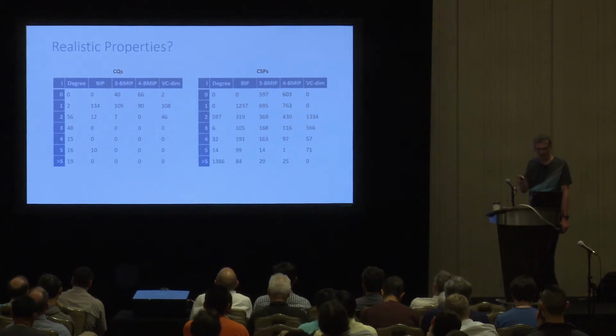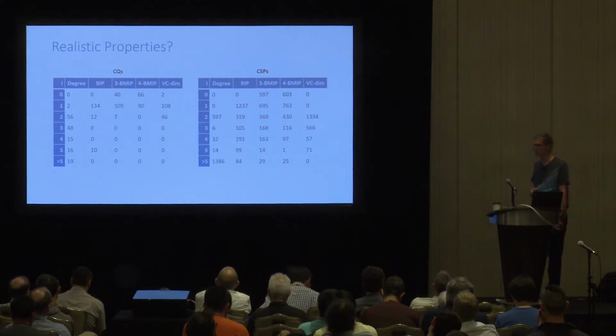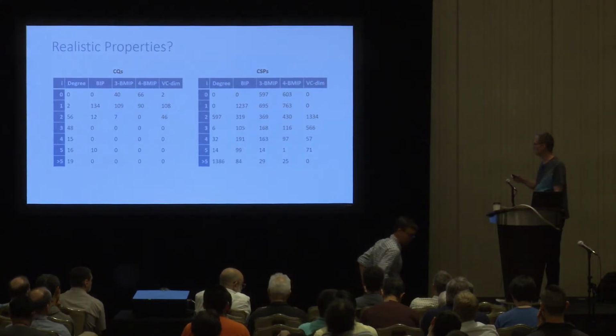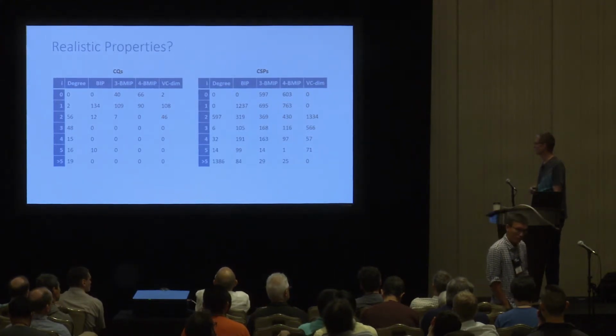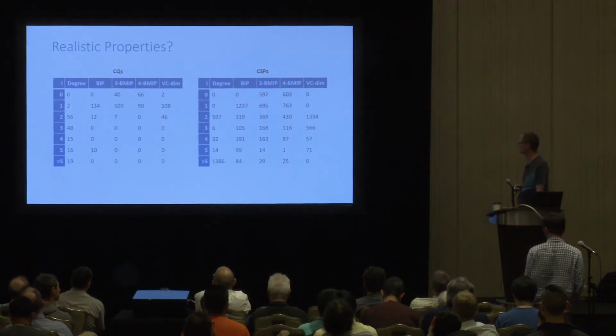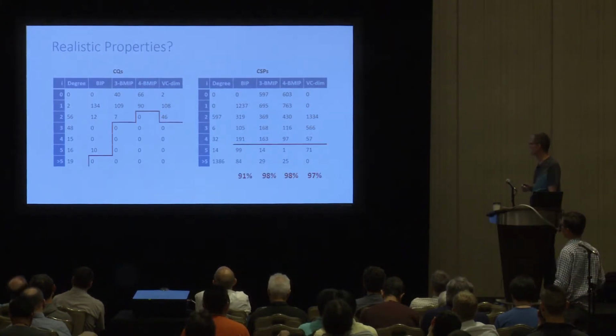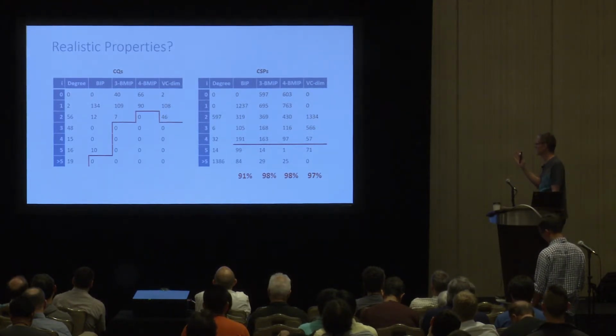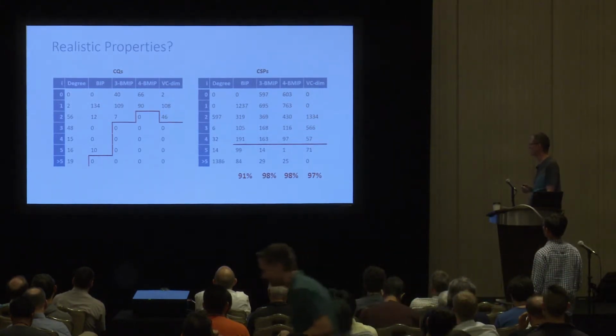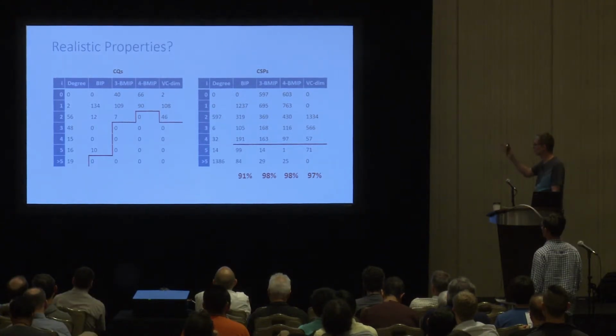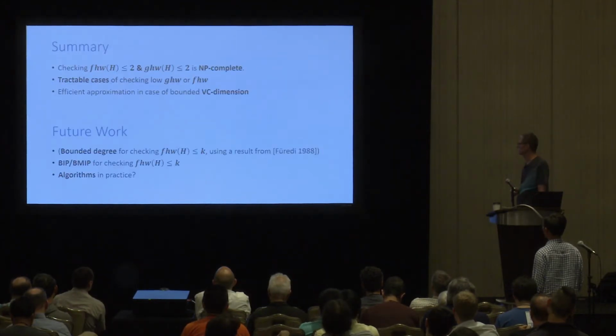Now, the final question I want to mention in this talk is, are these restrictions realistic? And to this end, we analyzed several benchmarks of conjunctive queries and constraint satisfaction problems, and it turns out, well, the degree is not necessarily guaranteed to be that small, but the intersection of 2, 3, or 4 edges is always or almost always small, and the same applies to the VC dimension.